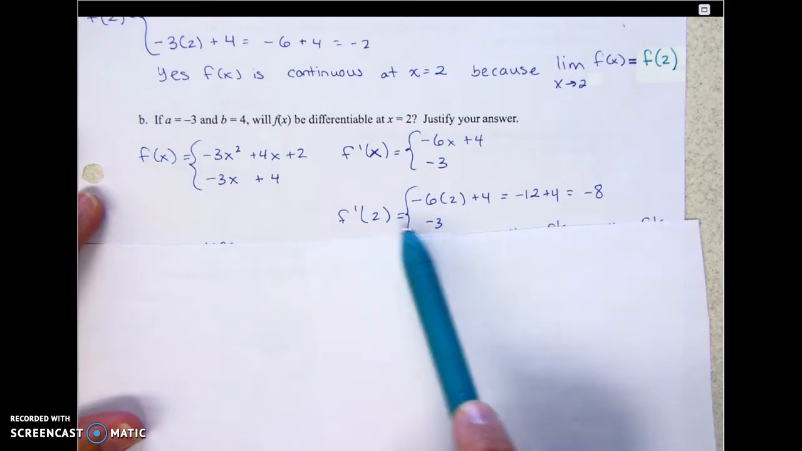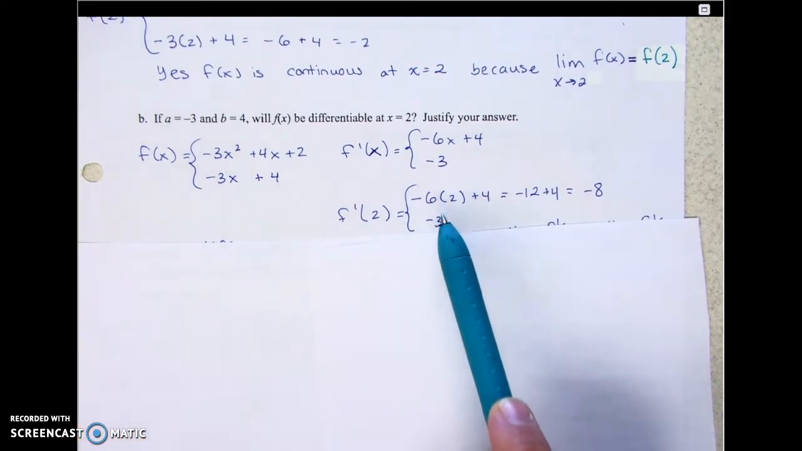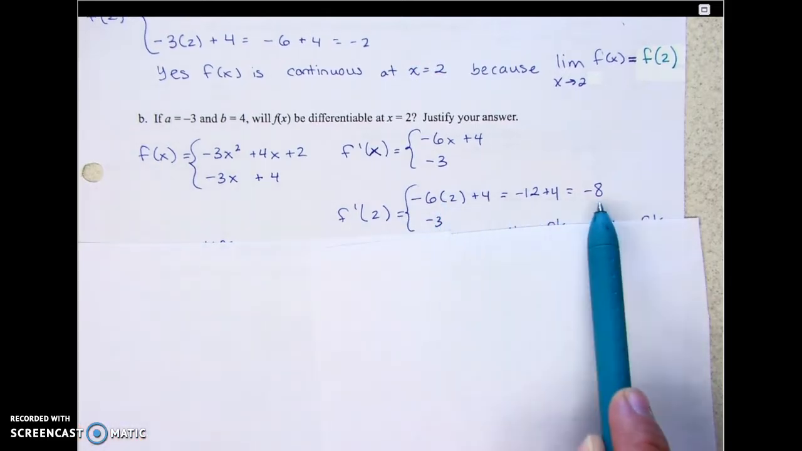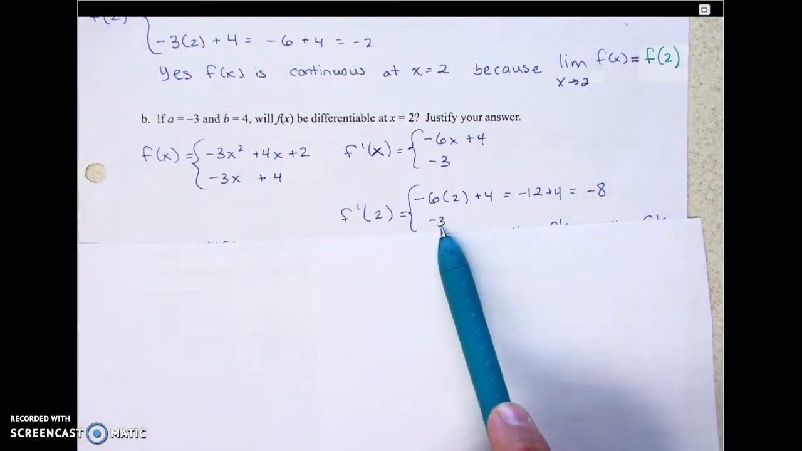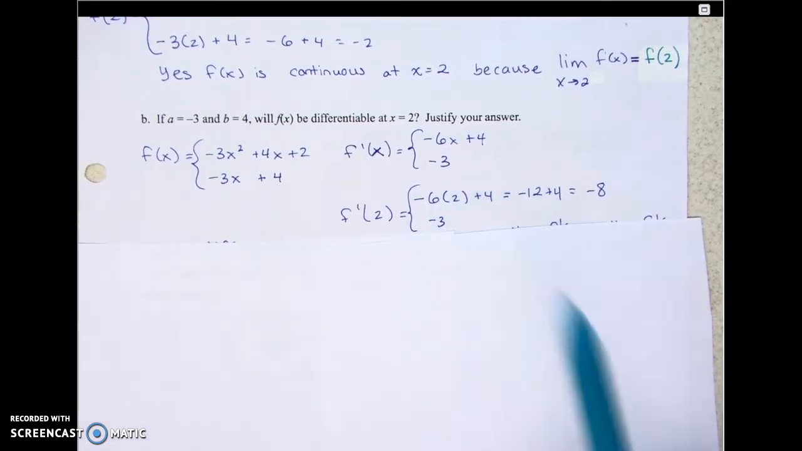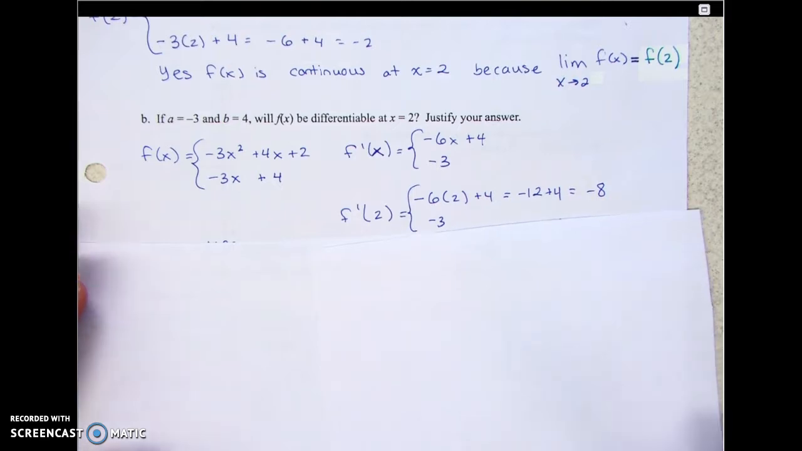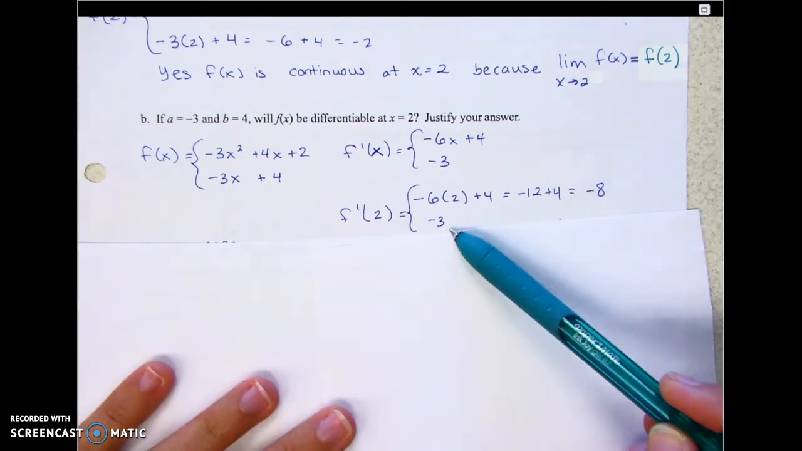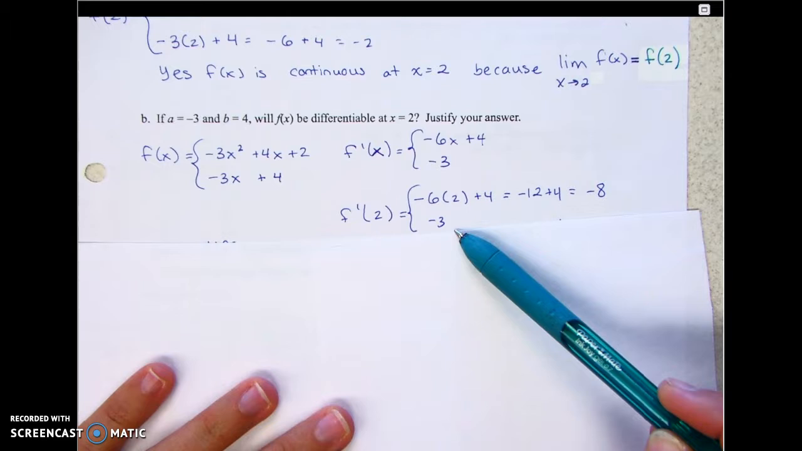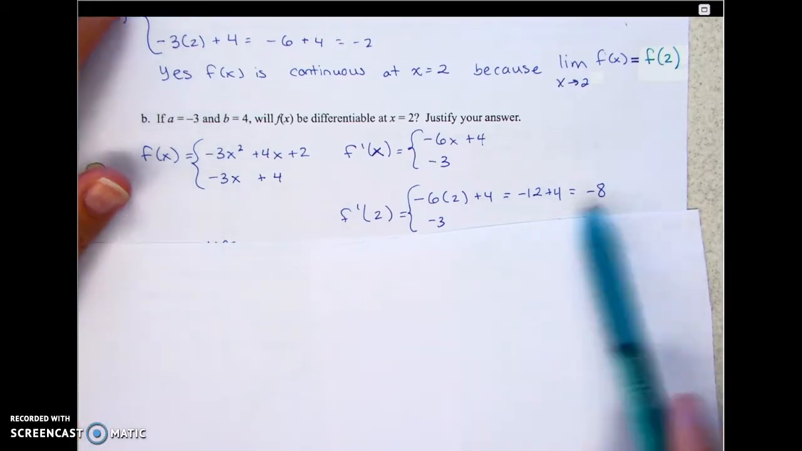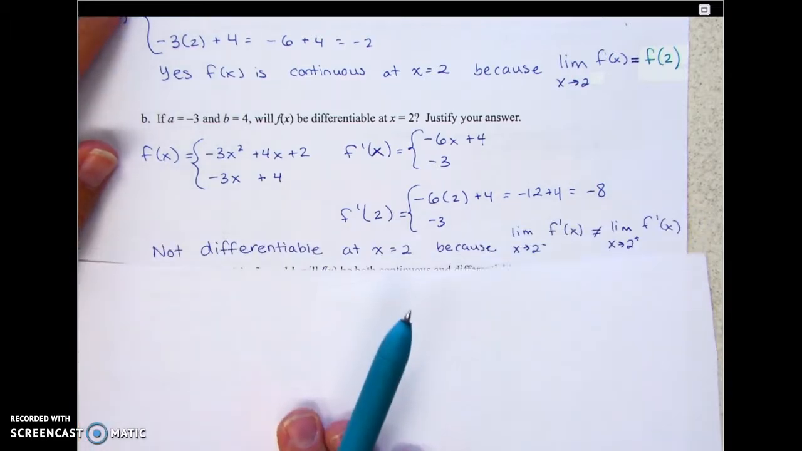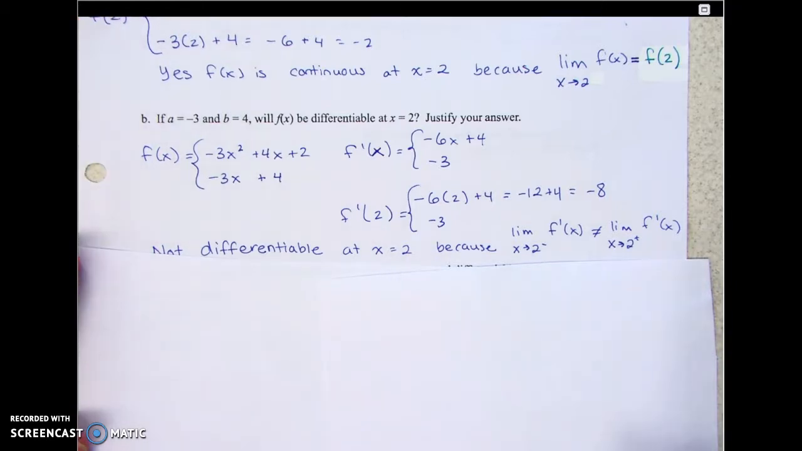All right, do you see what I did to the derivative? I plugged in 2. In the top piece, I got -8, but in the bottom piece, there was no x to plug in, so it's just -3. So class, what do you think? Do you think it's differentiable? Did the derivative of the left equal the derivative of the right? No, these are not equal, which means it's not differentiable, and there's the reasoning.